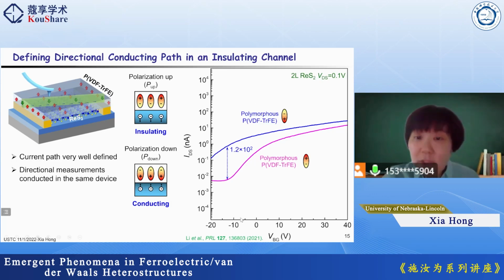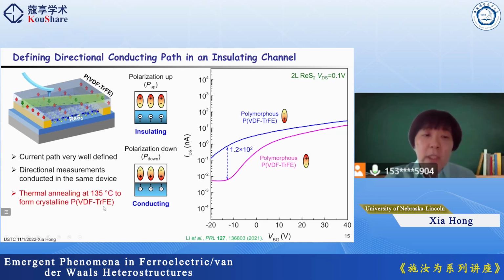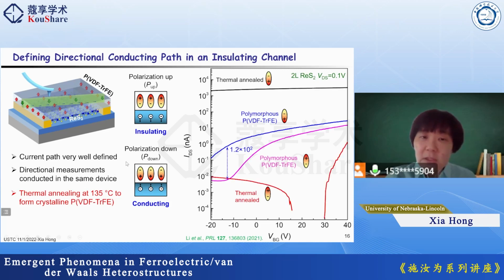Here I show the transfer curves measured on a bilayer rhenium disulfide sample, and you can see that by switching the polarization of this polymorphous PVDF top gate, we can only change the current by a factor of 100. So we cannot really turn the channel off. So we subjected the sample to a very gentle thermal annealing at 135 Celsius to improve the crystallinity of the sample. And surprisingly, the effect is drastically improved.